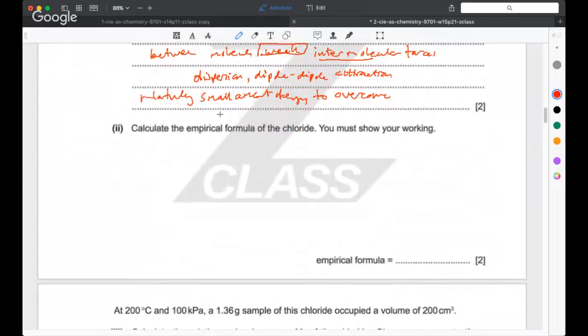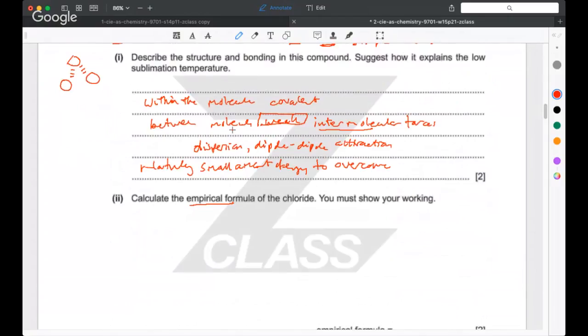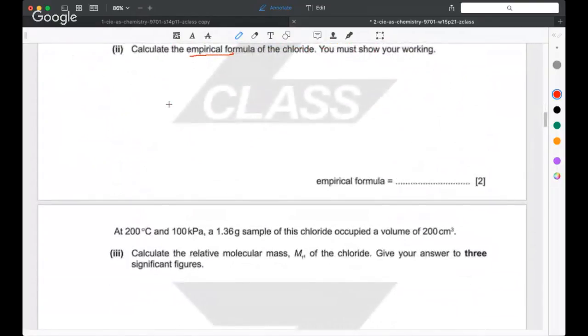Okay, in determining empirical formula, it's told you up here, hasn't it, that in this molecule there is chlorine and there is aluminium. And it told us that there was 79.7% chlorine. Now the rest of it is aluminium. You just do a quick calculation and that gives you 20.3% aluminium. That's the percentage.